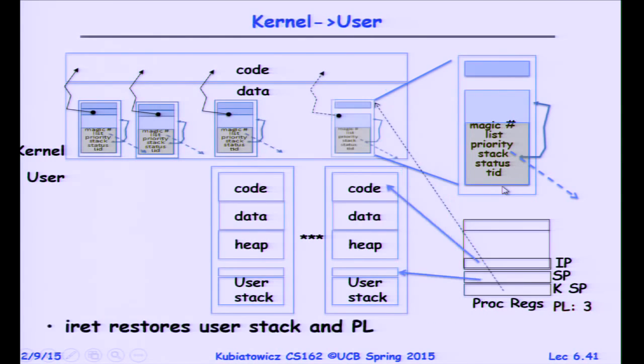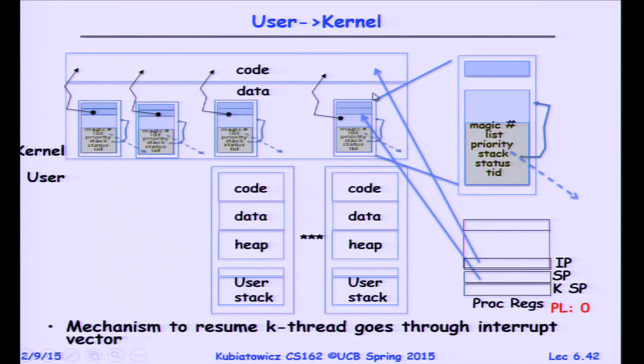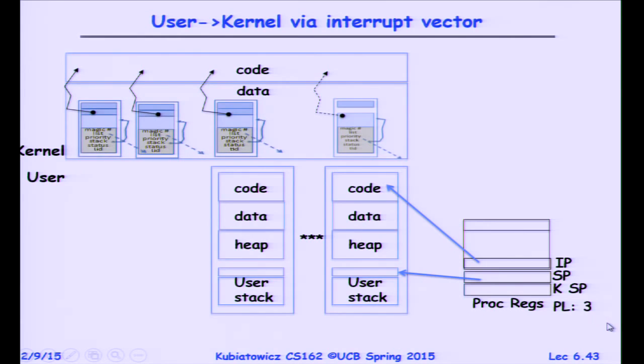Now, I will point out one other part of the state that I haven't been talking about here, which is the program level. So when we're at 3, we're at user mode. When we hit an interrupt and go to 0, we're at kernel mode. And then when we restore back, we're back at user level. Okay, so there will also be that part of the state.